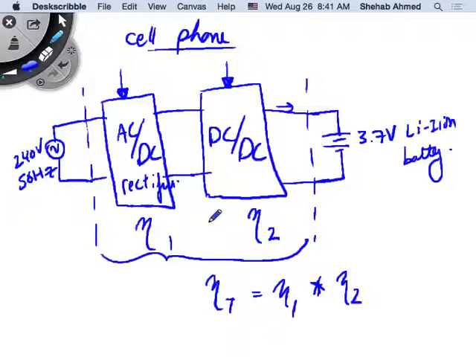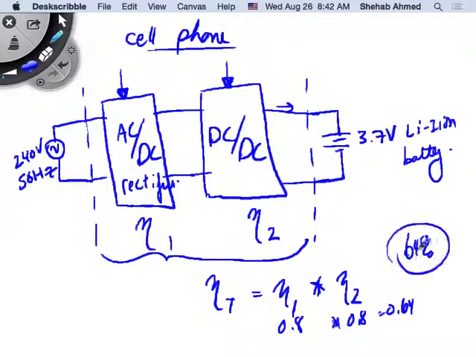0.8 times 0.8 is what? 0.8 times 0.8? 0.16, right? Huh? 0.64. 8 times 8 is 64, right? Yeah, so it's 64%. We're talking about 0.8 times 0.8 equal to 0.64. So we're talking about 64% efficiency, assuming each stage has an 80% efficiency.